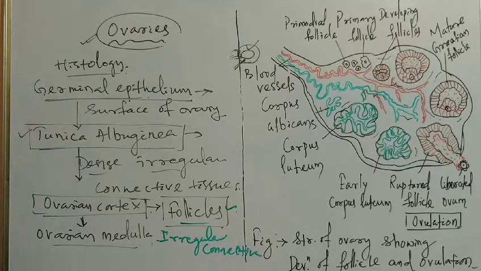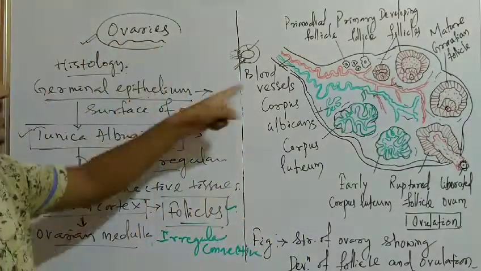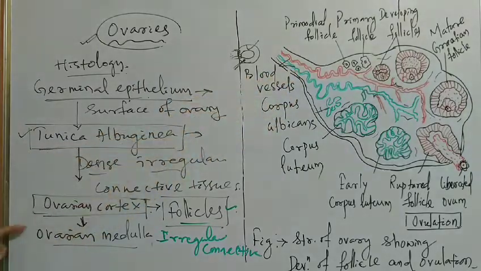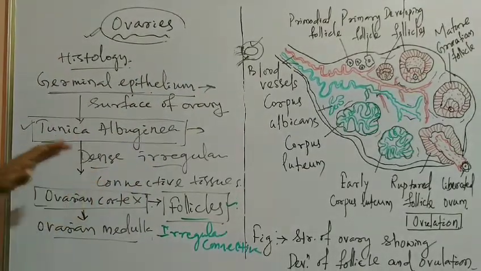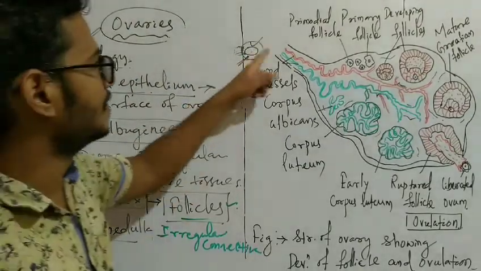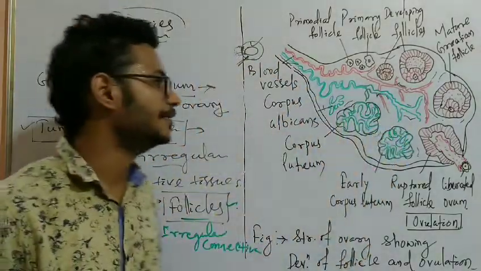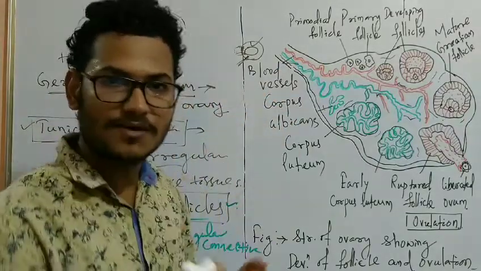And in the ovarian medulla region, remember the blood vessels. Here you can see the artery and vein. Along with the blood vessels, the lymphatic vessels are also present, and the nerve supply is also there in the region of the ovarian medulla. So these are the different layers of the wall of the ovary.